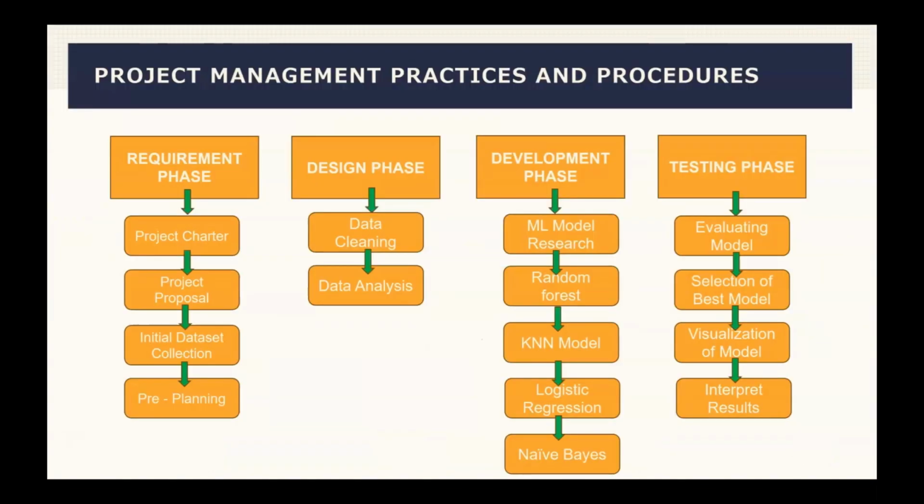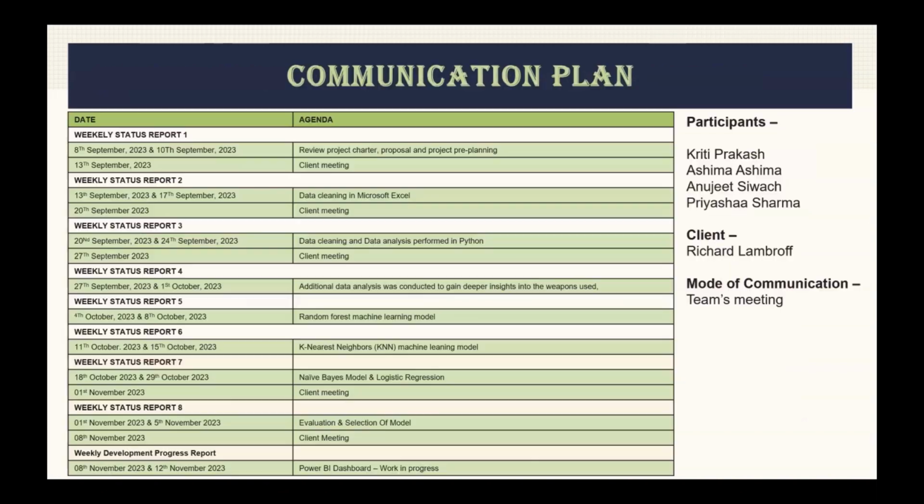Now comes the project management practices and procedures. So, our project is divided into four main phases. The first is the requirement phase. It consists of basically the project proposal, project charter, and collection of the data set. The second is the design phase that includes data cleaning and data analysis. The third is the development phase that includes working with the machine learning models. We have worked with four machine learning models. We'll discuss them later in the presentation. And then finally, the testing phase that includes selection of the best model, visualizations, and then interpreting the results.